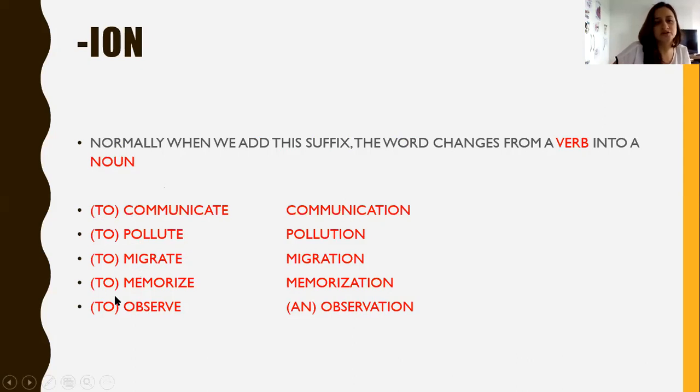To migrate, to memorize, to observe, okay? And if we add ION, as we see here, the word becomes into a noun, okay? To communicate would be communication. To pollute, pollution. To migrate, migration. To memorize, memorization. And to observe, if we can count the noun, we make it countable, an observation. I made an observation, okay?